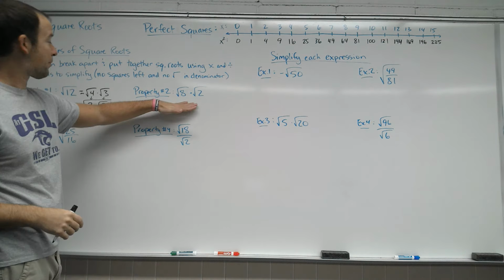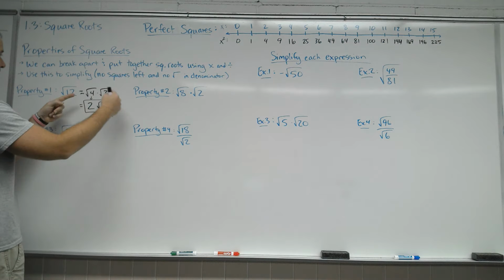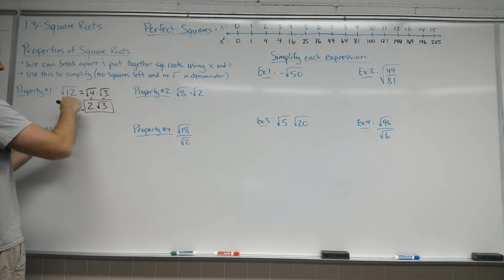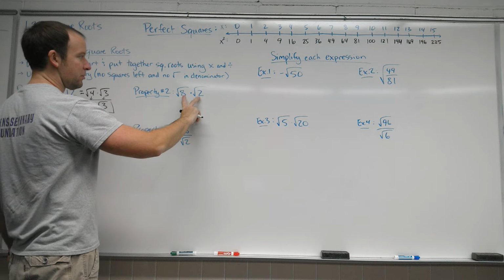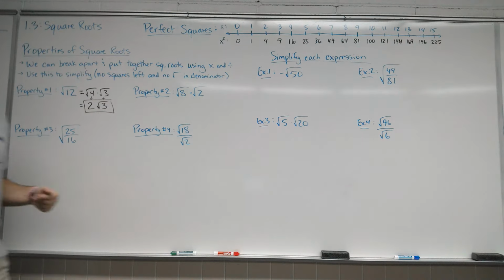Okay, the second property is the reverse of this. If I can break this apart into 4 and 3, I have to be able to put it back together. Okay, 4 times 3 makes 12. I'm back where I started. Okay, and that property comes in handy when you have 2 separate ones that are multiplied together, okay, and neither one of them work out perfect.